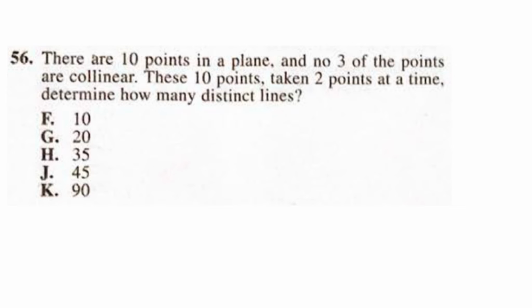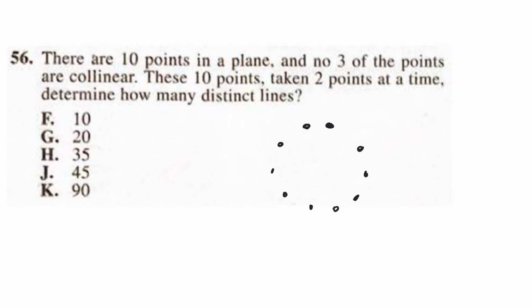So in this one it says we have 10 points on a plane. There are no 3 points that are collinear. There are 10 points on our plane. It says taking 2 points at a time, how many distinct lines can we have here? So we're 1, 2, 3, 4, 5, 6, 7, 8, 9, 10.